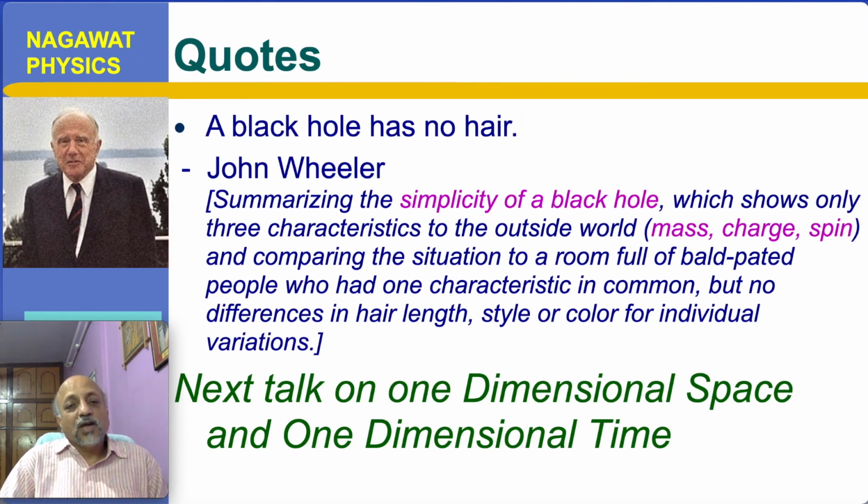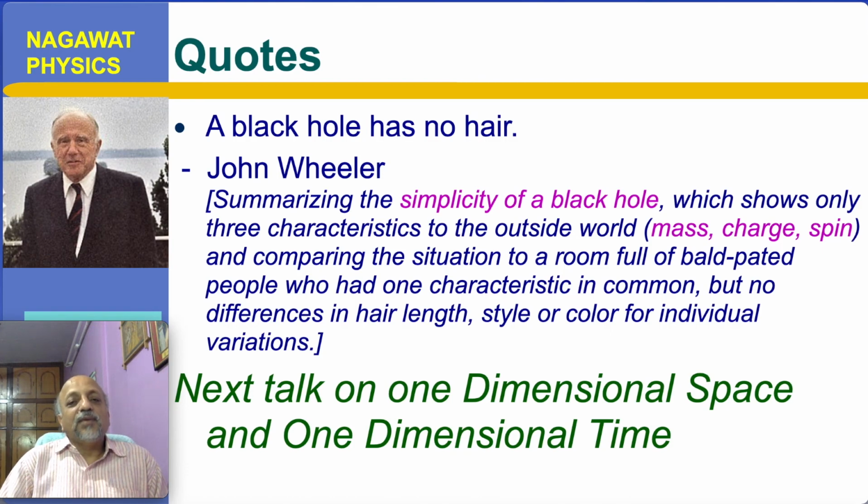So with this, I would like to end my lecture with a quotation. It is from John Wheeler, and he said, "A black hole has no hair." Why did he say so? Because he was summarizing the simplicity of a black hole. A black hole is also a physical system, and this physical system possesses only three intrinsic characteristics, mass being one of them. Mass, charge and spin, these are the three characteristics.